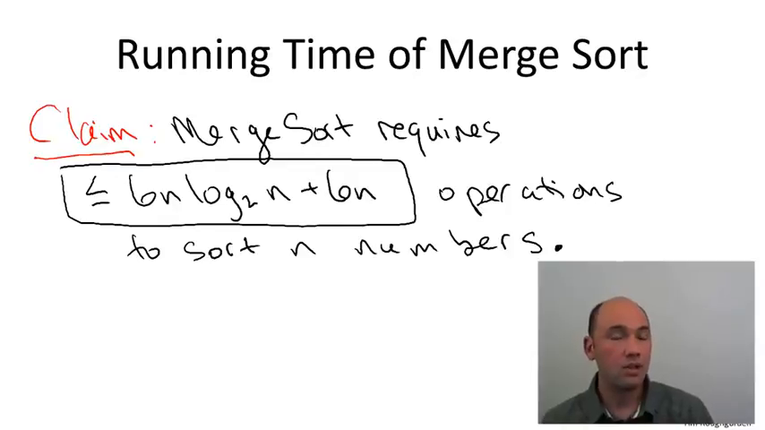Recall, in the simpler sorting methods that we briefly discussed, like insertion sort, selection sort, and bubble sort, I claimed that their performance was governed by a quadratic function of the input size. That is, they need a constant times n squared operations to sort an input array of length n. Merge sort, by contrast, needs at most a constant times n times log n, not n squared, but n times log n lines of code to correctly sort an input array.